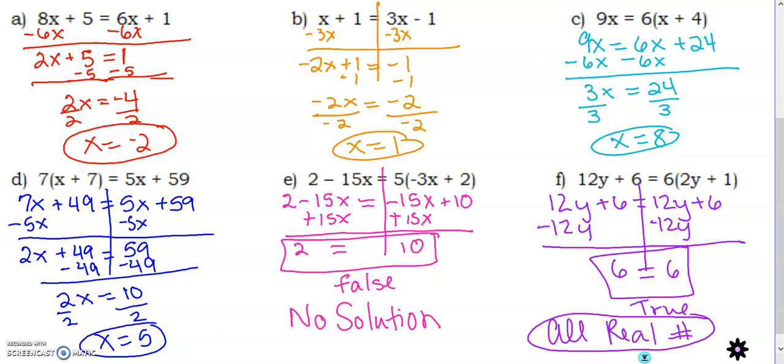For letter E, we went ahead and distributed on the right side, got a false statement. Our answer is no solution. Make sure you know your answer is no solution. And for letter F, again, we distributed. We had the same thing on both sides. So when we solved it, our variables disappeared. We got a true statement, all real numbers.